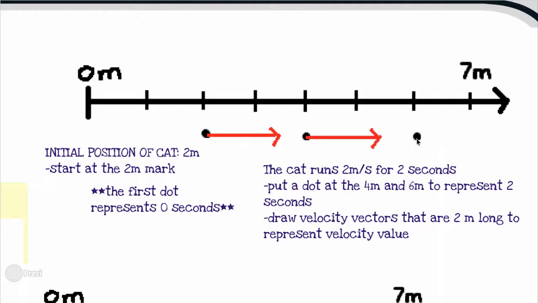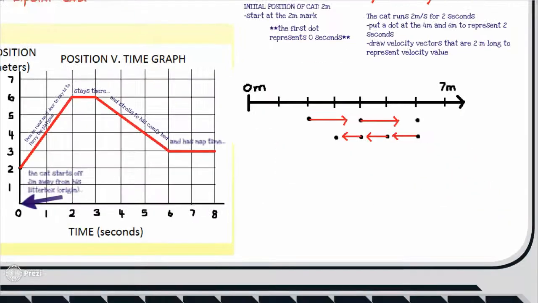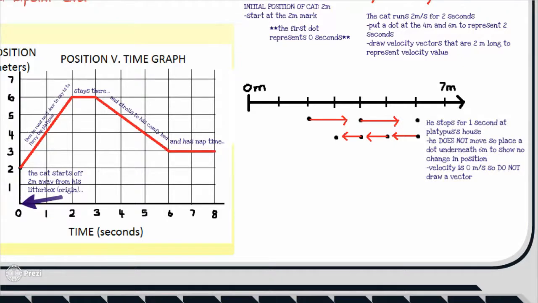And then when he gets all the way to the platypus's house, he just rests for a second. So we're going to put a dot here with no arrow because he's not moving. It just represents that a second has passed without movement. Okay. So he starts to move back in the other direction. And since he's no longer going farther away from the origin, he's going back closer to the 0, right? He's going from here down to here. We're going to drop down a line and put a dot.